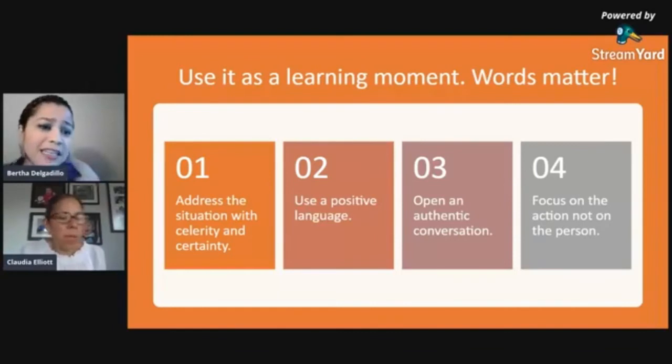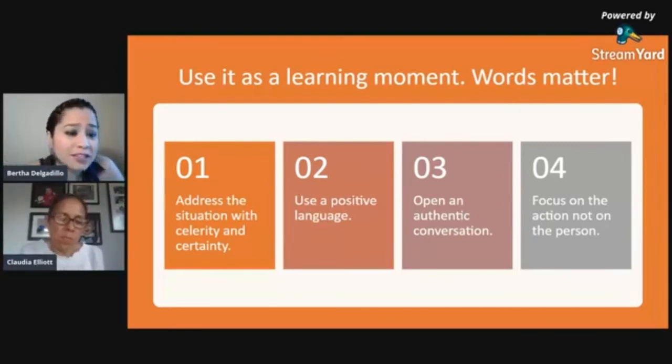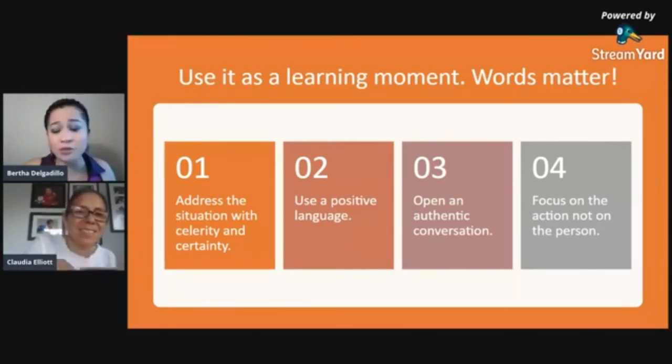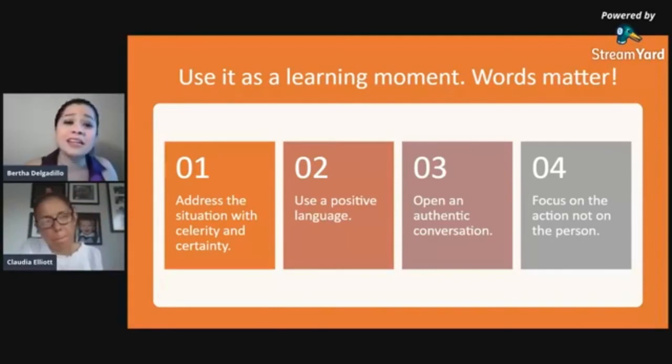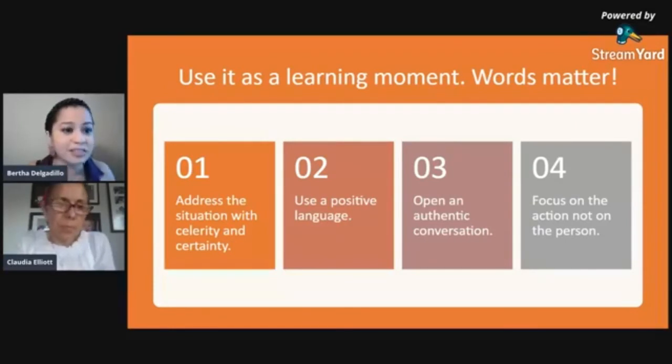So the first thing that we need to do is make sure that we address the situation with celerity and certainty. You might be so tired because you have 120 papers and you're grading, and you're like, oh my God, I don't want to address this with this child. It happens. We're human as teachers. But you must address it with the child. Do not let it go, because if you let it go once, it's going to happen again.